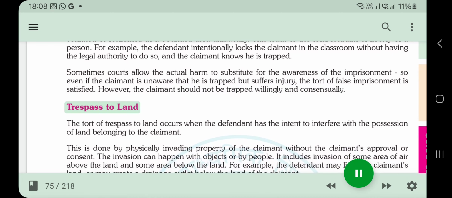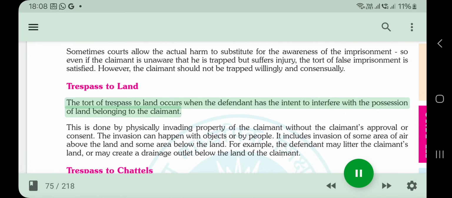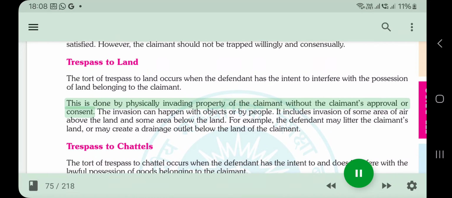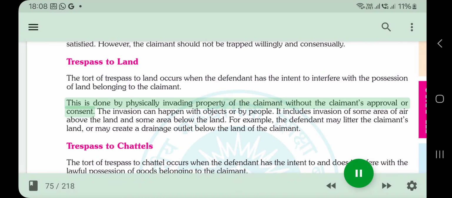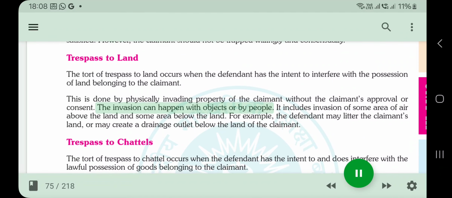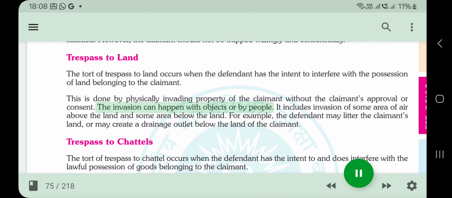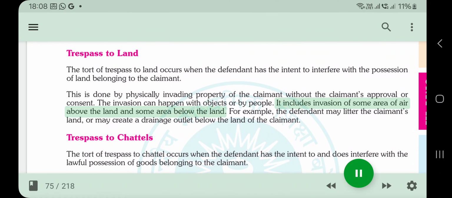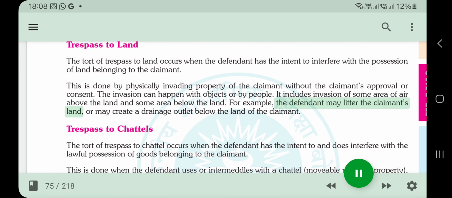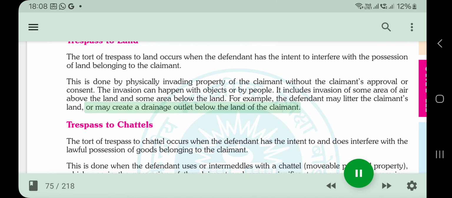Trespass to land. The tort of trespass to land occurs when the defendant has the intent to interfere with the possession of land belonging to the claimant. This is done by physically invading property of the claimant without the claimant's approval or consent. The invasion can happen with objects or by people. It includes invasion of some area of air above the land and some area below the land. For example, the defendant may litter the claimant's land, or may create a drainage outlet below the land of the claimant.